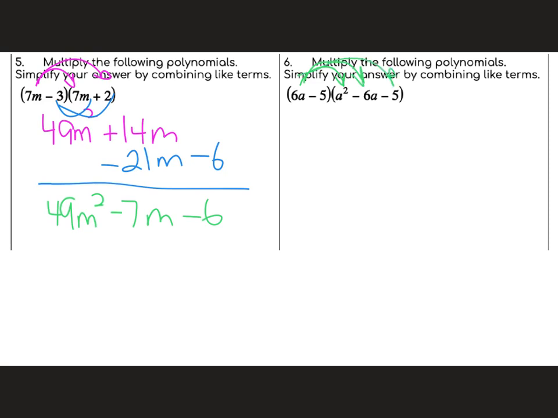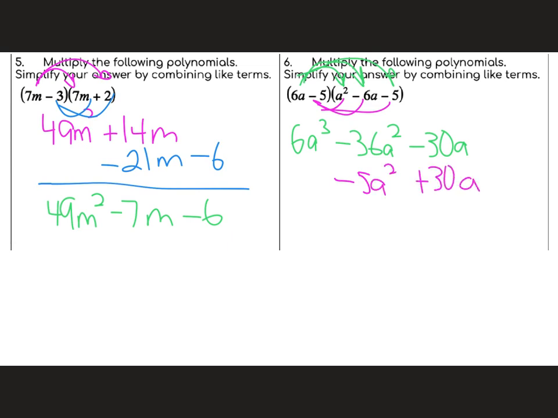So 6a times a squared is 6a cubed. 6a times negative 6a is negative 36a squared. 6a times negative 5 is negative 30a. I've done that piece. Now I need to do the next piece. Again, I'm going to line up like terms. So negative 5 times a squared is negative 5a squared. Negative 5 times negative 6 is 30a. And then negative 5 times negative 5 is 25.